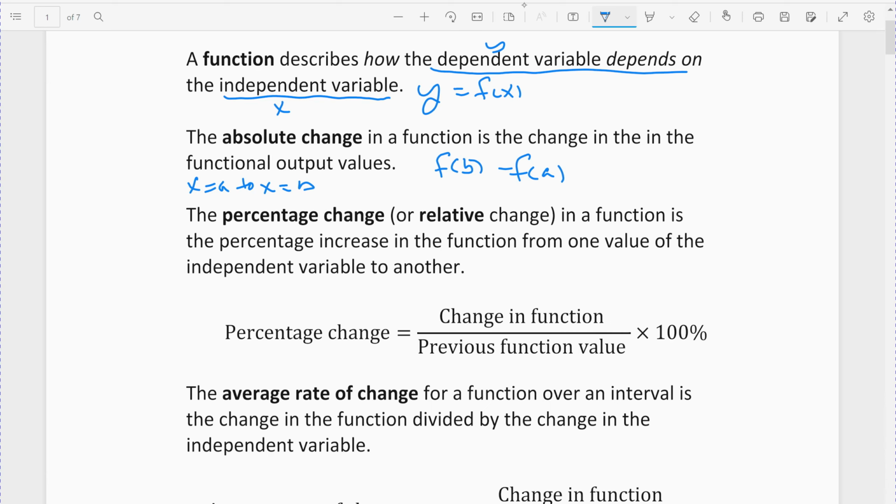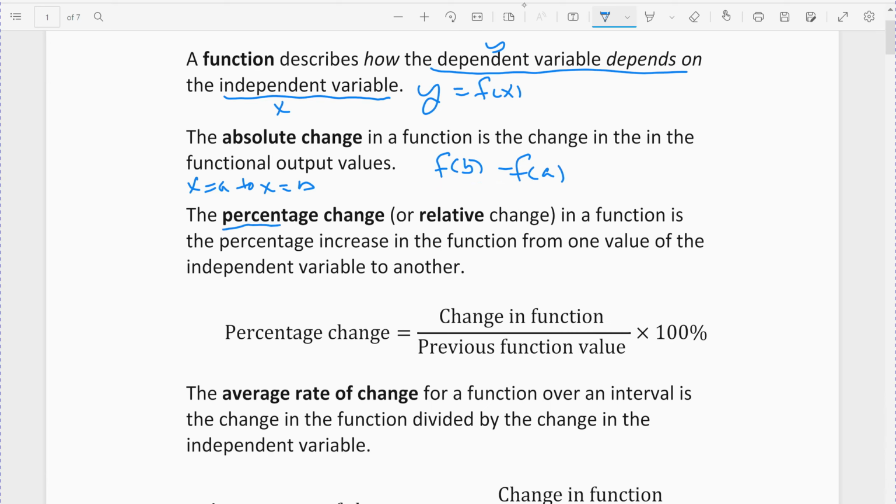So if a is the starting time, time 0, b is 2 years later, and suppose f is my population, it will be the population 2 years later minus the population right now, and that tells you how much the population changed. Did the population go up or did the population go down? A positive number would mean it goes up, a negative number means it goes down, and this would be exactly how much that change would be. Alright, so absolute change, the difference in our function values.